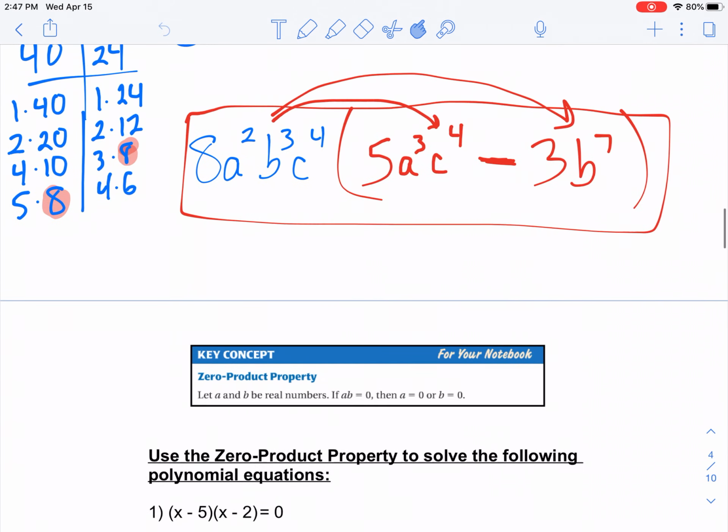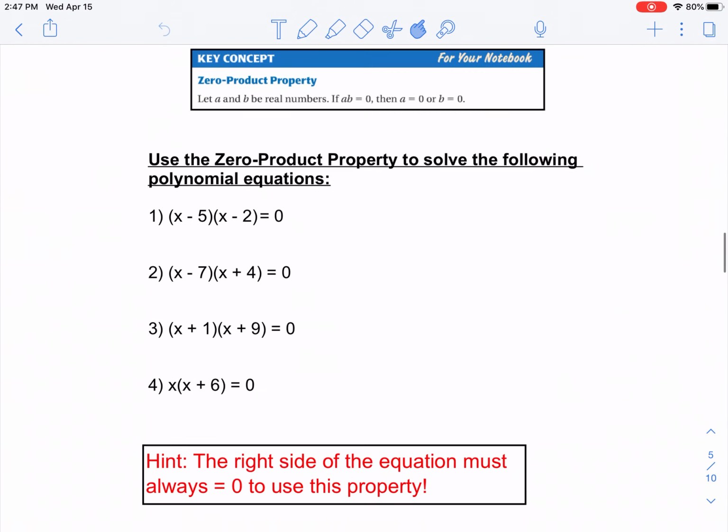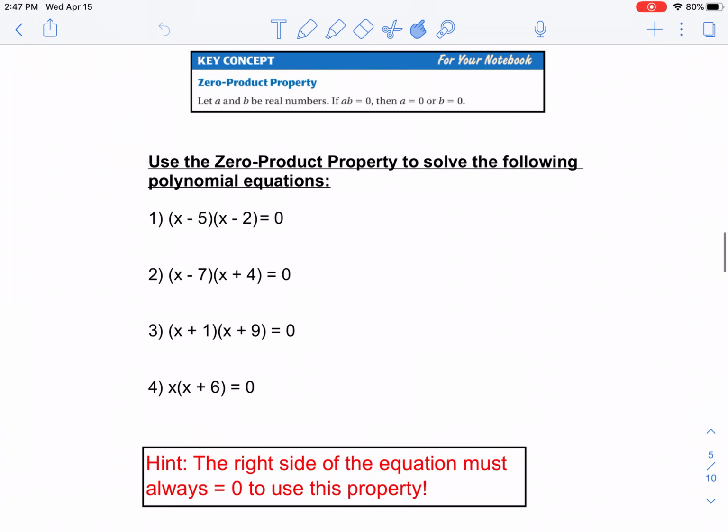All right, continuing with the rest of this 7.2 file, we left off on slide number 5. You are going to be solving some of these equations now. Okay, and it says use the zero product property to solve. The zero product property sounds confusing. It's not really at all.